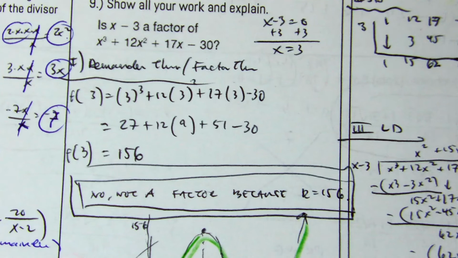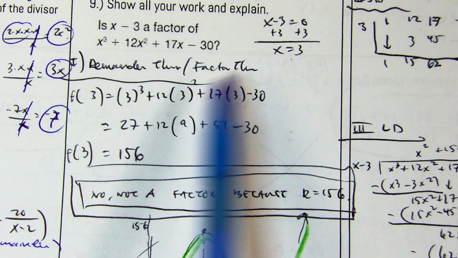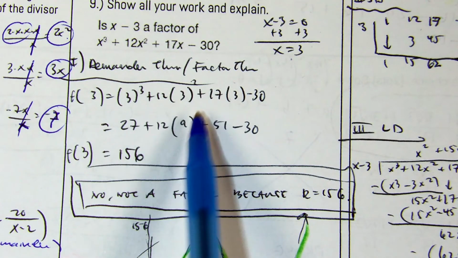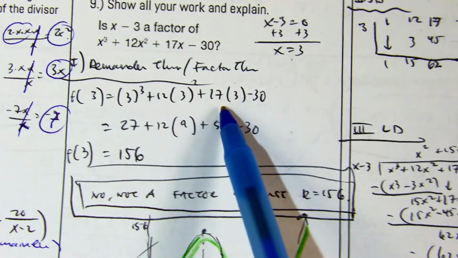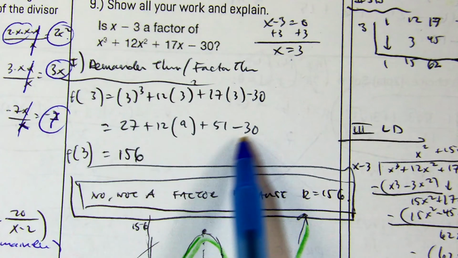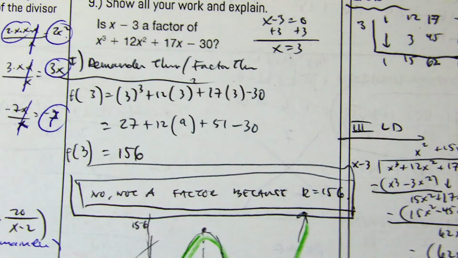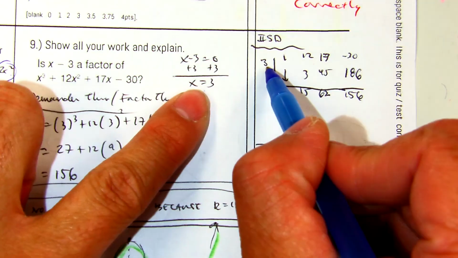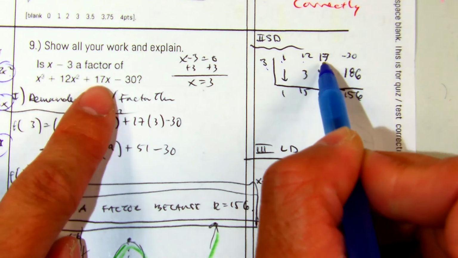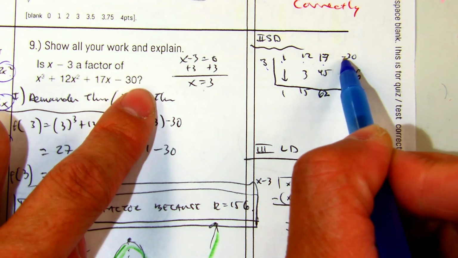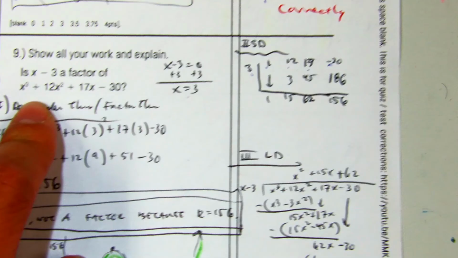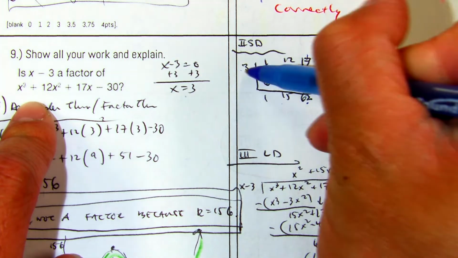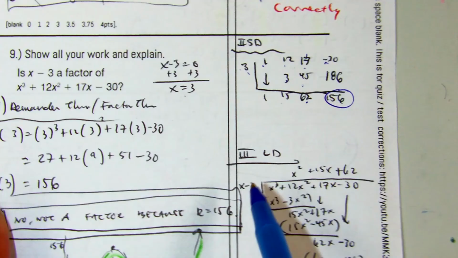Set the factor, get a 0. Substitute in every x value. Simplify, 27. 9 times 12 gives you 108. 51 and negative 30. And if you add those all together, you get 156. If you did the synthetic division, you're using x equals 3. You have 1, 12, 17, and negative 30. Synthetic division just tells you to bring it down, multiply, add down, multiply, add down, multiply, and you get 156. So each of those methods will give you 156.